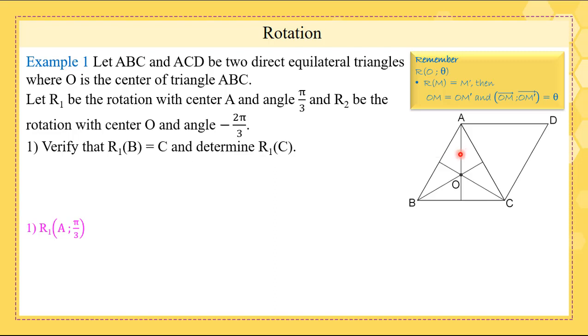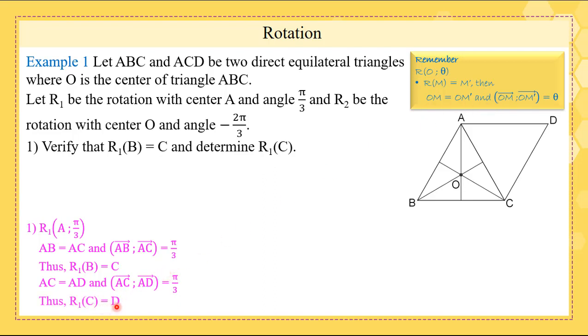Now it's easy to notice from this figure that AB is equal to AC since ABC is an equilateral triangle, and the angle between AB vector and AC vector is equal to plus pi over 3 since it's in a positive sense. So we can say that R1 of B is equal to C. Now in order to determine R1 of C, here we have AC is equal to AD and the angle between AC vector and AD vector is equal to pi over 3. So according to this remark, we can say that R1 of C is equal to D.